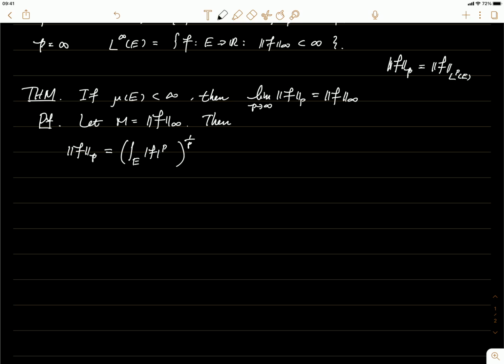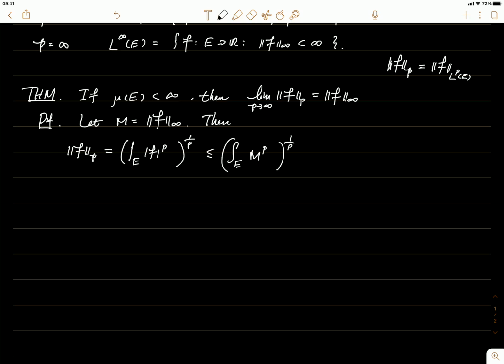Now since p is positive, we have a positive power here, so when we increase what's inside, the value of the whole thing will increase as well. So we know that this is less than or equal to the integral of m to the power p. The reason is that f is bounded by m almost everywhere, and p is positive.